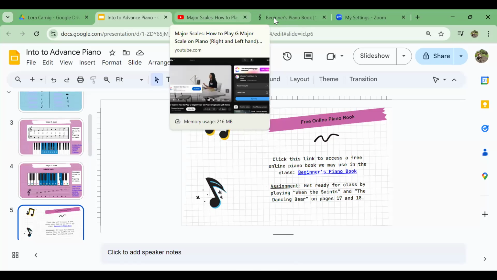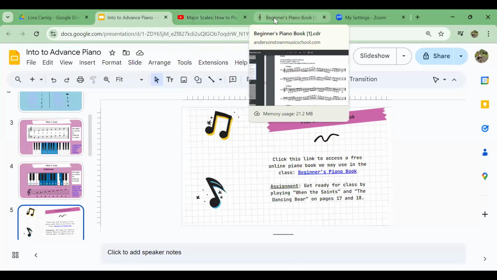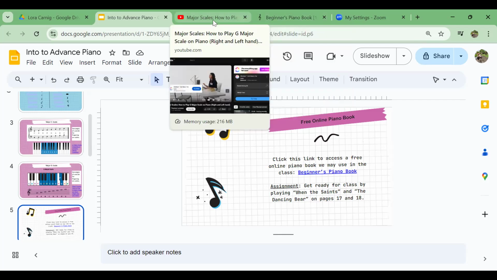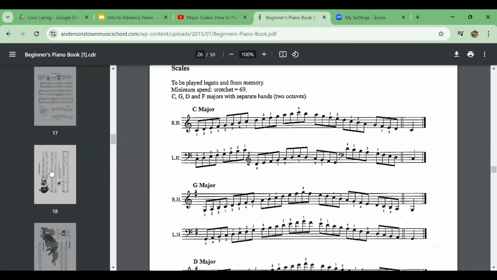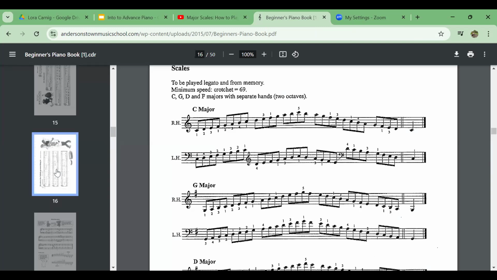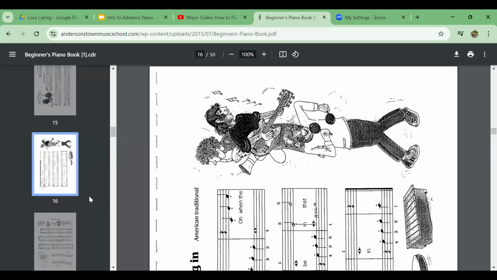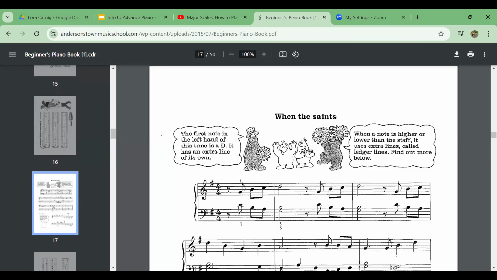And I'm at my house now, so I don't have a piano, so I can't show you or give you a sample of how to play it. But if I get a chance, I will do that. But for now, you can find them in the book. So first on page 17, we have When the Saints.